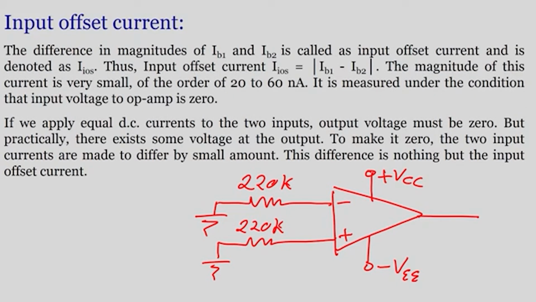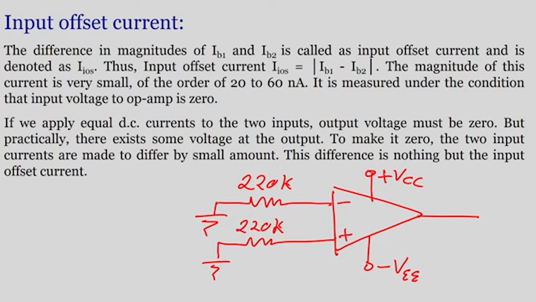So, what exactly does input offset current mean? In the bias current we were adding and dividing by 2. Here we have to take a difference. The difference in the magnitudes of IB1 and IB2 is called input offset current. So easy, extremely easy. Why? Because we just have to measure the difference. It is denoted by I with subscript IOS. Thus, input offset current IOS equals the magnitude of IB1 minus IB2, with B1 and B2 in subscript.